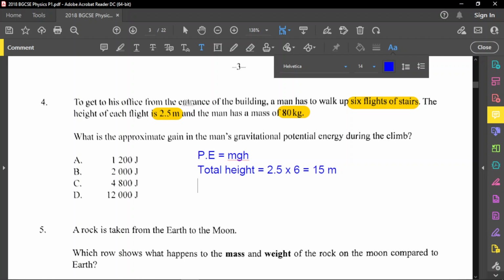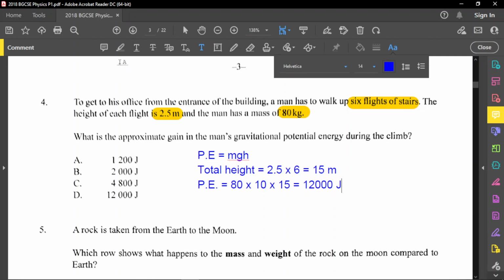So to find the gravitational potential energy, that will be equal to the mass, which is 80 kilograms, multiplied by gravity, and gravity we take to be 10, multiplied by his height, which is 15. If I multiply all of that, you realize you get 12,000 joules of energy.